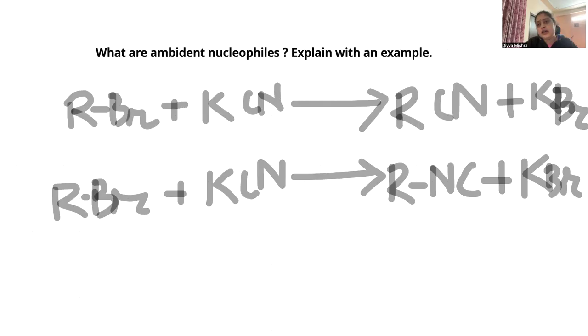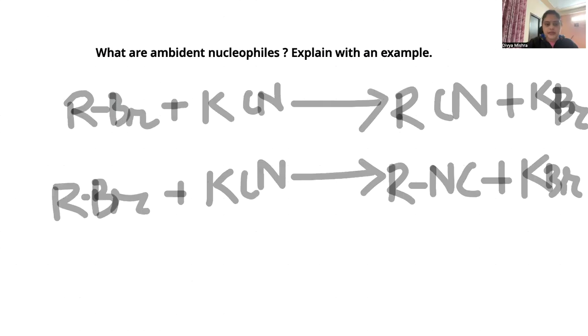We can take another example also. Similarly, another example is NO2 negative, that is the nitrite ion. Here the previous example was the CN negative ion. The nitrite ion also has two attacking sites. One is nitrogen and another one is oxygen, right? So let us react the first, that is bromoalkane, with KNO2.